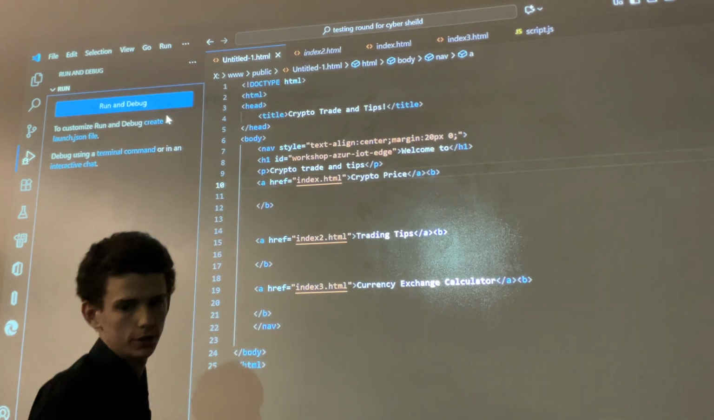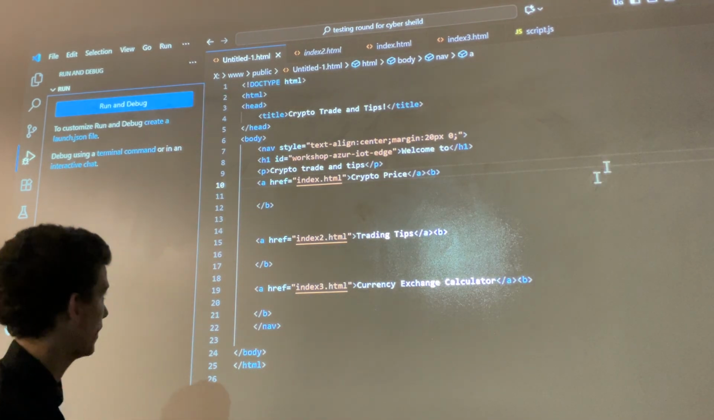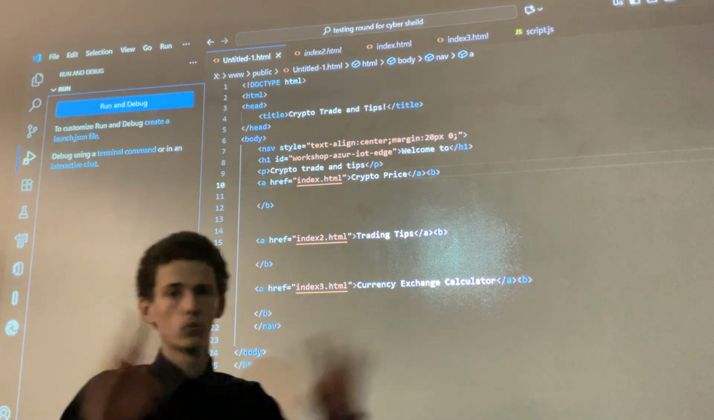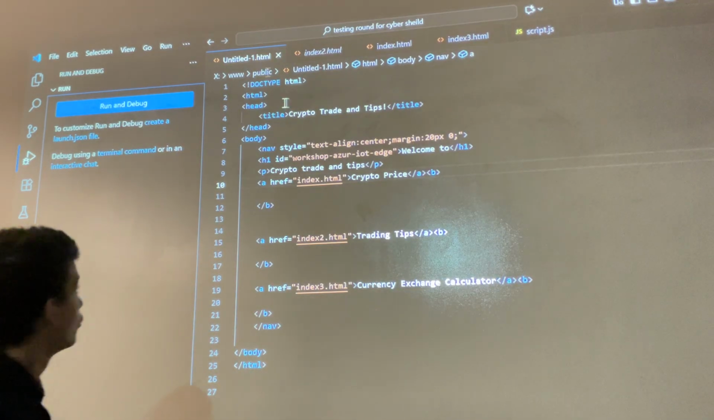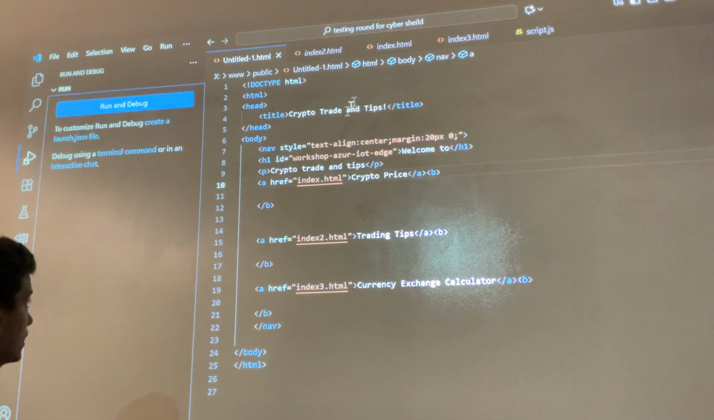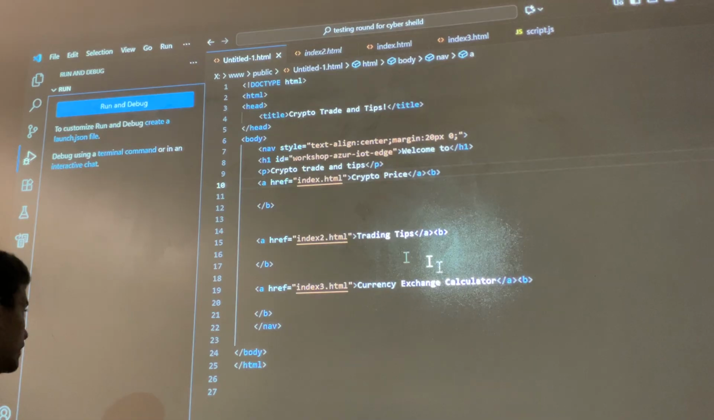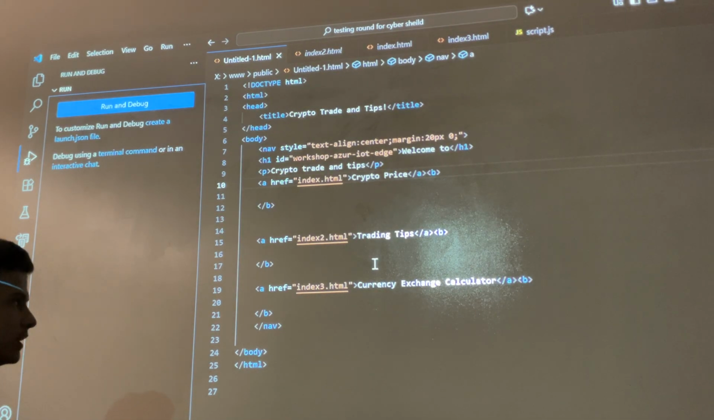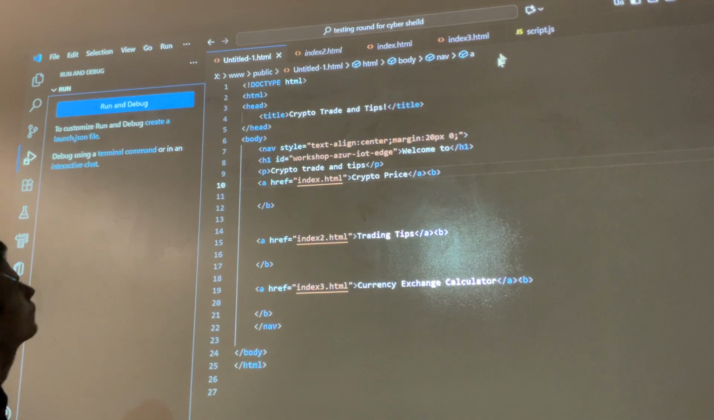Unity 1.html is the base of this whole foundation. So this is the main part of the website. Index 1, Index 2, Index 3 is the crypto price, trading tips, and currency exchange calculator. So let's go to the next one.